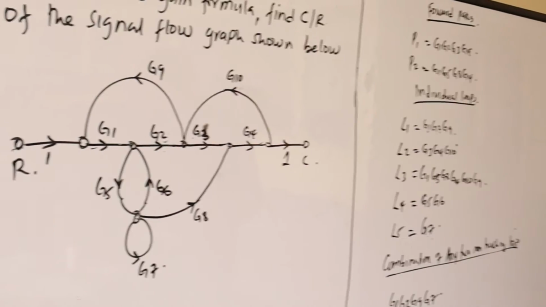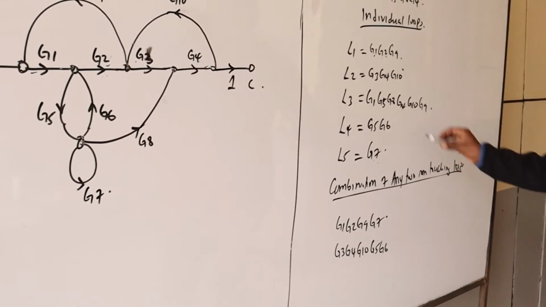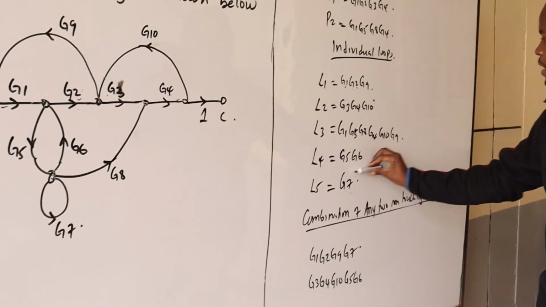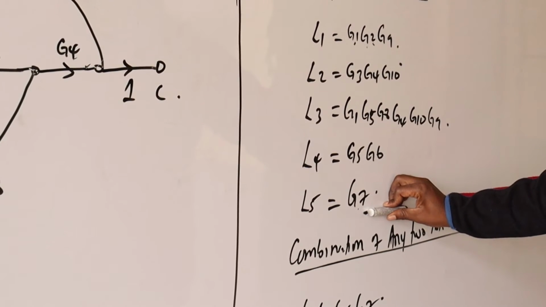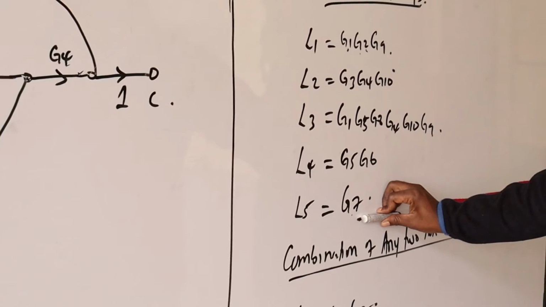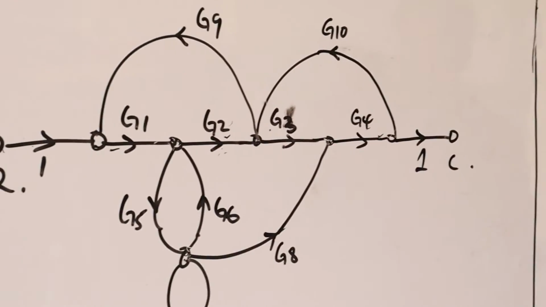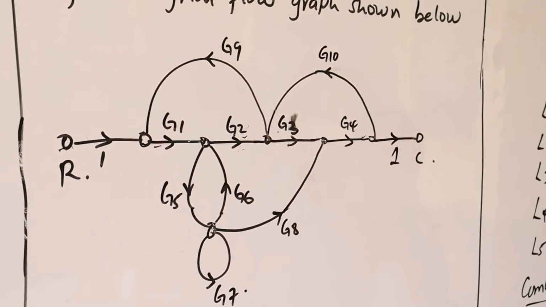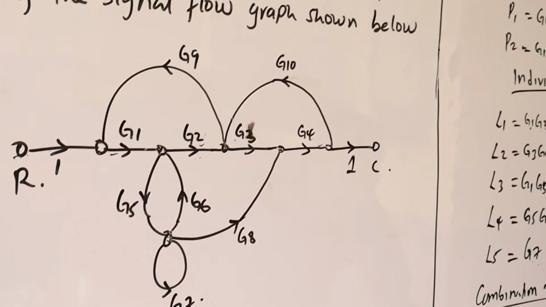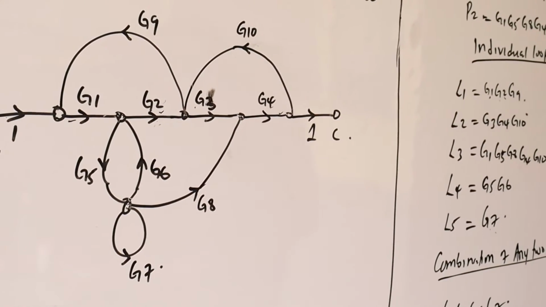Then the other one, we can look at another one. Now we have that and that. So what of this and this? That is G3, G4, G10 and G7. Again, they don't have a common node. So we can have G3, G4, G10, and G7. So that is another loop.